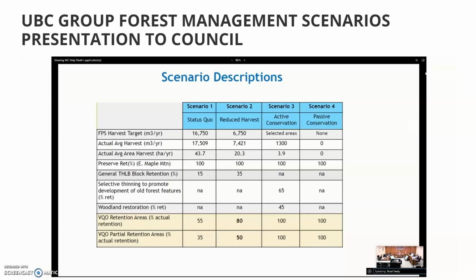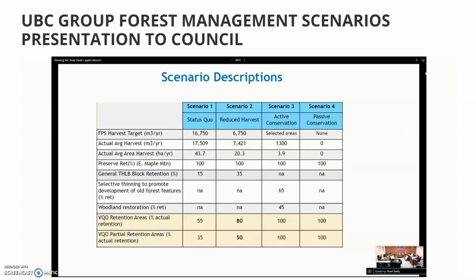We have some built-in timber harvesting land-based block retentions. This is the minimum amount of retention that you would have in any one harvesting block. So in the status quo scenario, it would at least keep 15% of the trees, whereas in the reduced harvesting scenario, you would keep at least 35% of the trees, and then the others didn't have these restrictions.